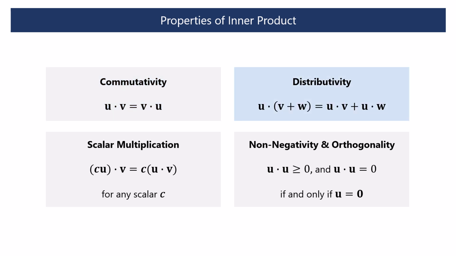Distributivity. The dot product of a vector with the sum of two other vectors is equal to the sum of the dot products with each vector individually. Scalar multiplication. Scaling one of the vectors by a constant scales the dot product by the same constant. Non-negativity. The dot product of a vector with itself is always a non-negative value, and is zero only if the vector itself is the zero vector. Orthogonality. If the dot product of two vectors, u and v equals 0, the vectors are orthogonal.